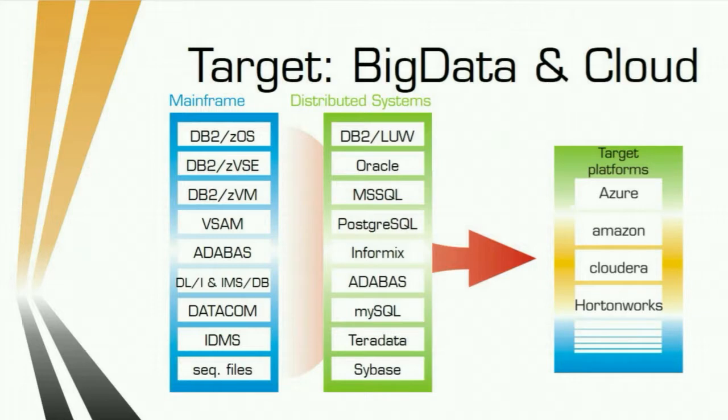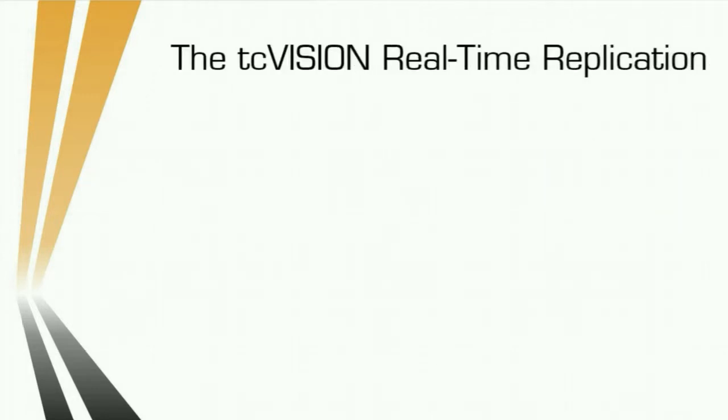Of course to Microsoft Azure Cloud and Amazon Cloud, but own in-house solutions can also be used here. That's why the target systems were expanded, especially MongoDB as a document-oriented database becomes more and more important. For example, to migrate from the relational model on the mainframe to a document-oriented database. What does a tcVISION real-time replication look like?